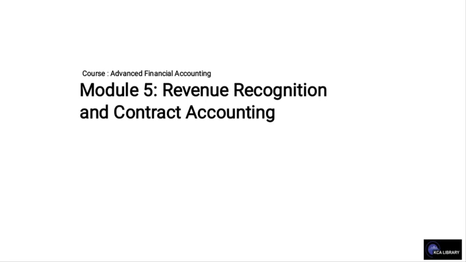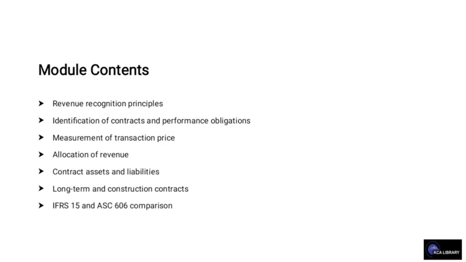This is the fifth module of Advanced Financial Accounting, and we are looking at revenue recognition and contract accounting. We will look at the revenue recognition principle, identification of contracts and performance obligation, measurement of transaction price, allocation of revenue, contract assets and liability, long-term and construction contracts, and lastly IFRS 15 and ASC 606 comparison.